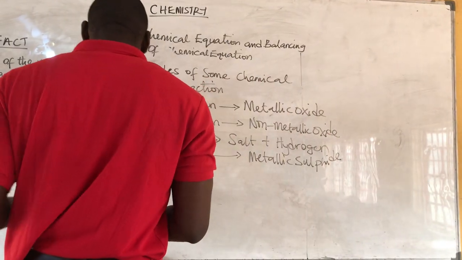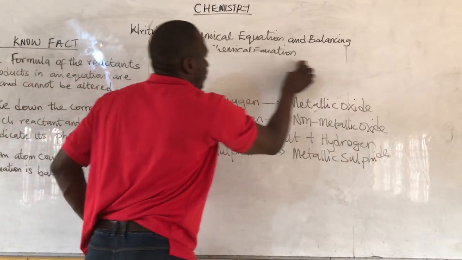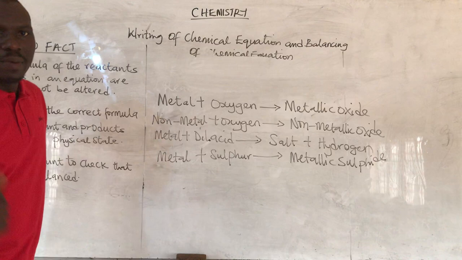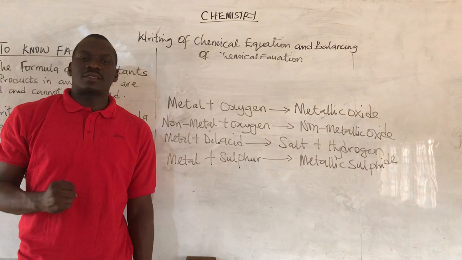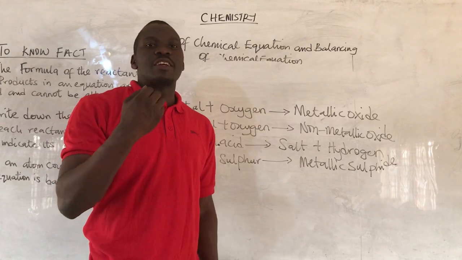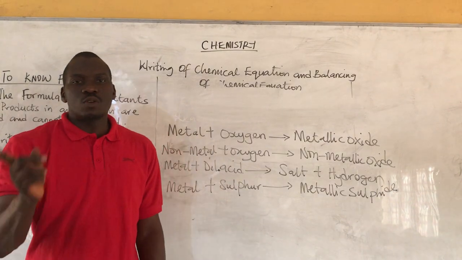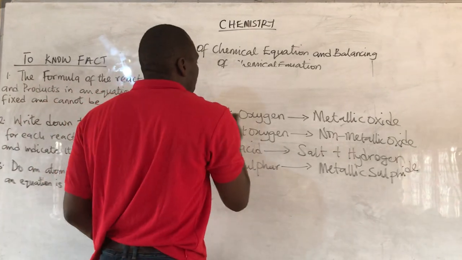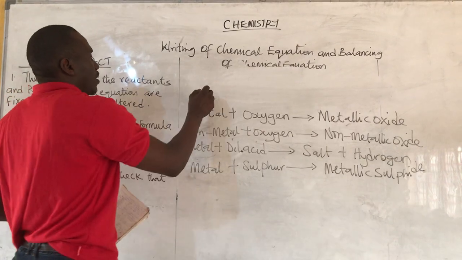Now, let's see. A metal plus oxygen. How do we know metal? Metals are all the electropositive elements. They are the elements that are in group 1, group 2, and group 3 of the periodic table. Remember, I told us how to find group. You can go to our first video, you will see how to know the group the elements belong. Let's quickly see metal plus oxygen. So, let's give an example of a metal.